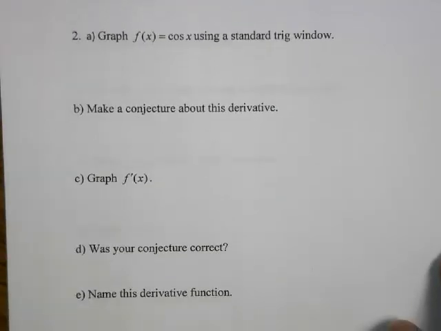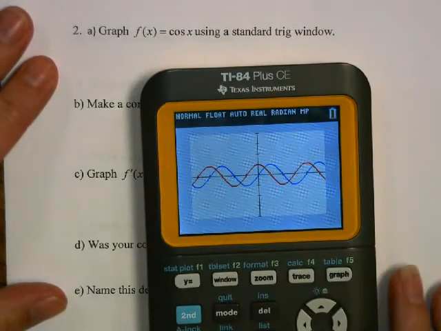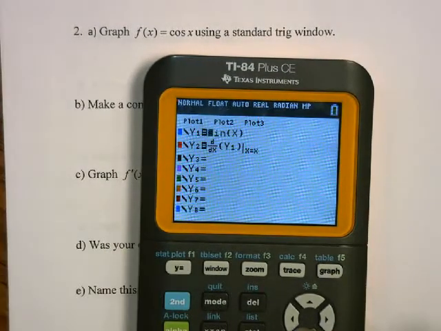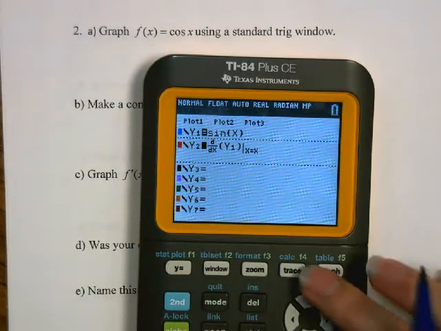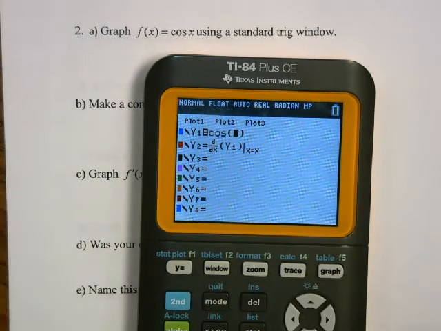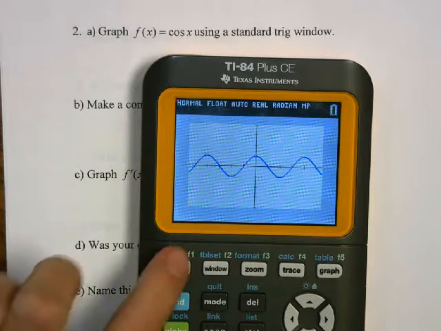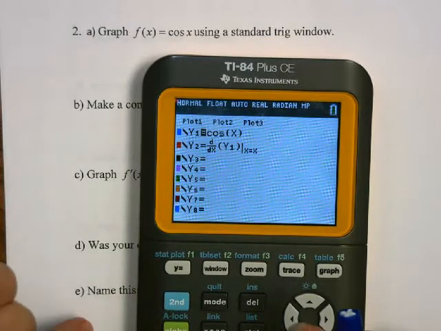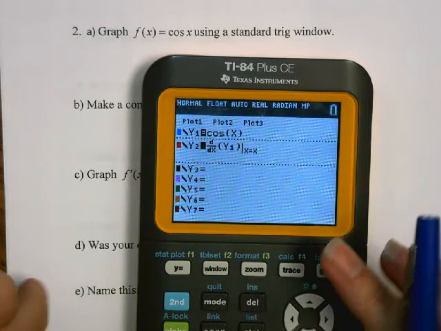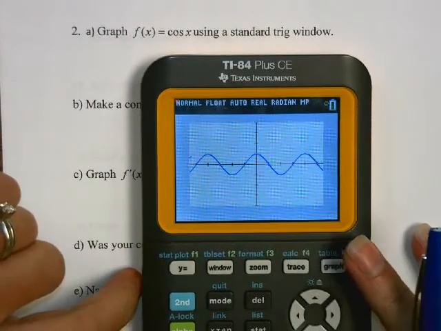Let's investigate cosine. Let's go back. I'm going to turn the derivative off for now, and I just want to graph cosine. Good old cosine. In your own notes, in your own head, I want you to make a prediction on what might be the derivative of cosine. Have your guess? All right, let's turn the derivative on and see if you guessed correctly.